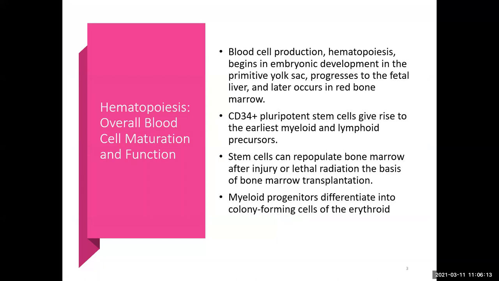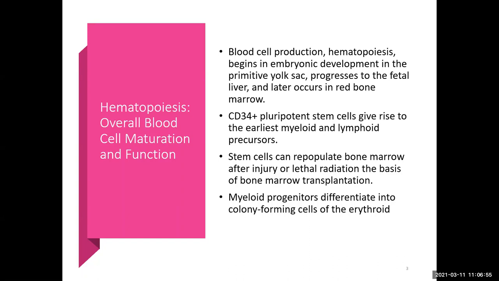So within the blood system, blood cell production, which is also known as hematopoiesis, begins in the embryonic development within the primitive yolk sac. So when the fetus is forming, the cells are actually being produced in the yolk sac. And then later, as the fetus matures, the development of the liver takes place, then the cells will start to be produced within the liver. And then later on, as the infant matures, through childhood, through adulthood, the cell production moves to the bone marrow.